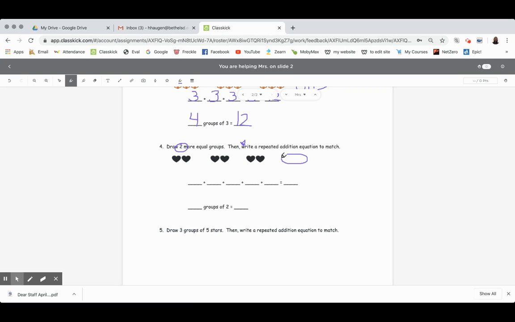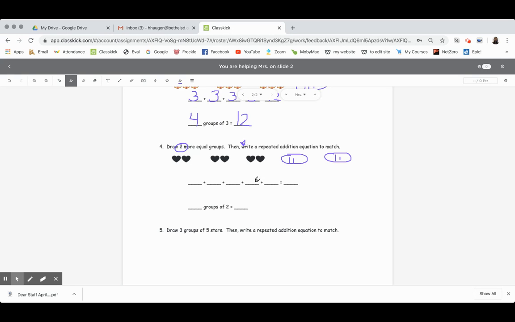So just so I don't forget, I'm going to draw my two groups. And then how many do I need to put in each group for them to be equal? Well, if you look over here, so far they have 2 and 2 and 2. I need to continue that. 2 and 2. So now let's look at our repeated addition.